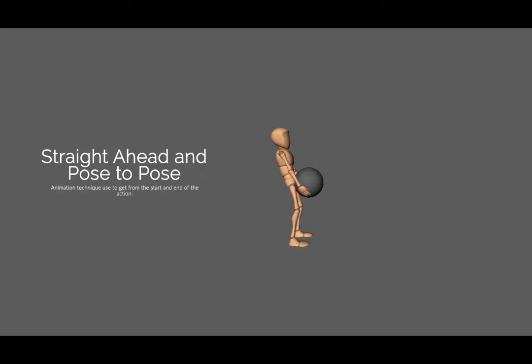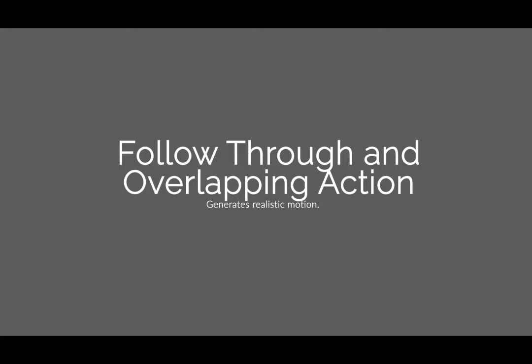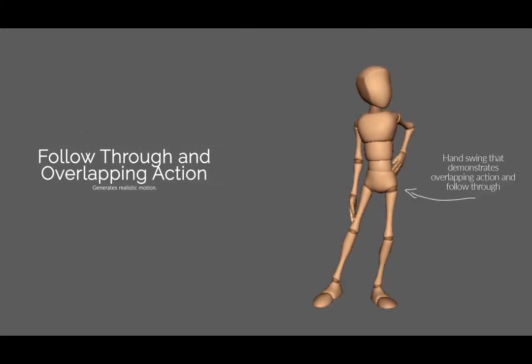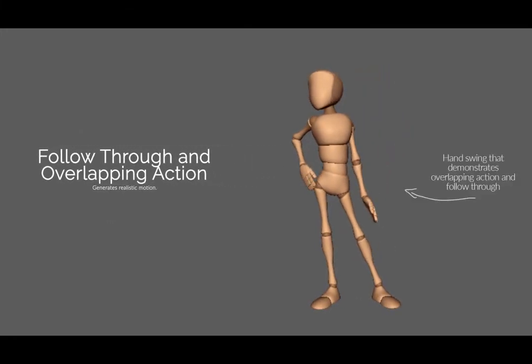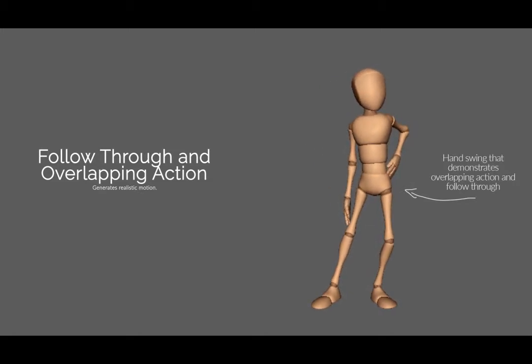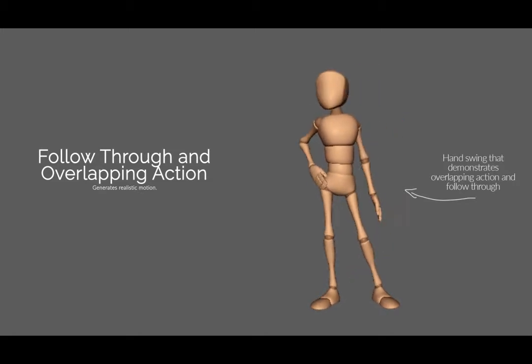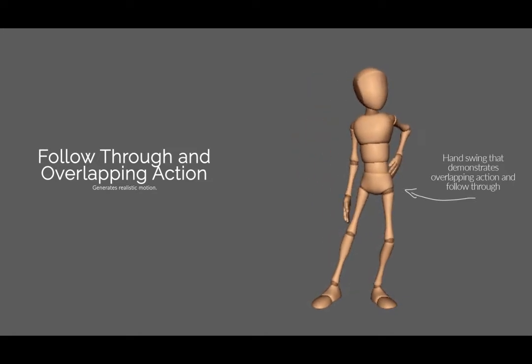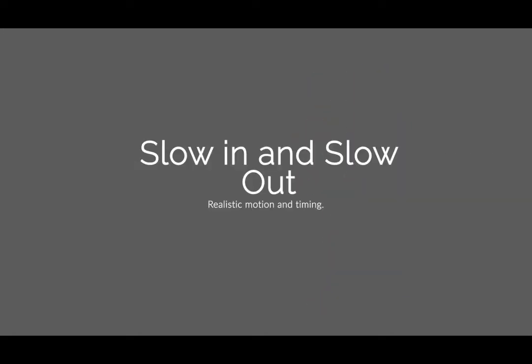This brings us to going beyond those extreme poses and adding life to a character with the use of follow-through and overlapping action. Follow-through generates realistic motion by allowing extremities to follow through at the end of an action. For instance, this hand swings as it finishes the action of lowering from the hip. Overlapping action furthers this by offsetting the following through action as it falls behind. This follows through to slow in and slow out.